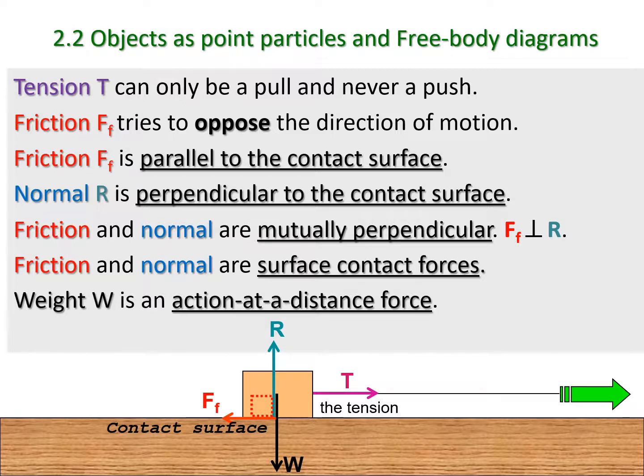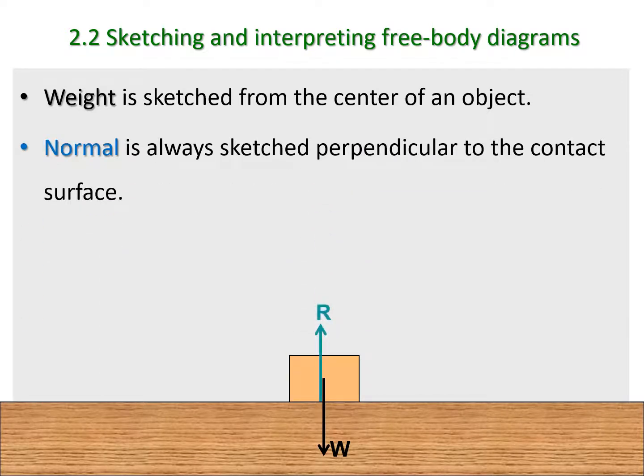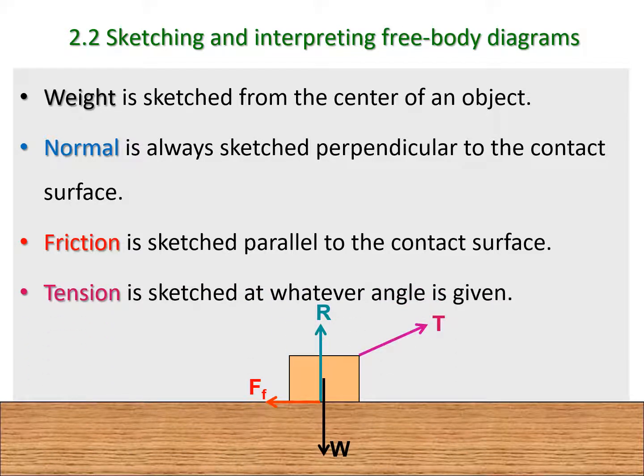Friction and the normal force are surface contact forces. Weight is an action-at-a-distance force. We'll get more into that in topic 6. So again, weight is always sketched from the center of an object, that's the object's center of mass. The normal is always sketched perpendicular to the contact surface. Friction is sketched parallel to the contact surface, and tension is sketched at whatever angle is given. Usually we want to measure tension with respect to the horizontal, so it would be this angle in here.